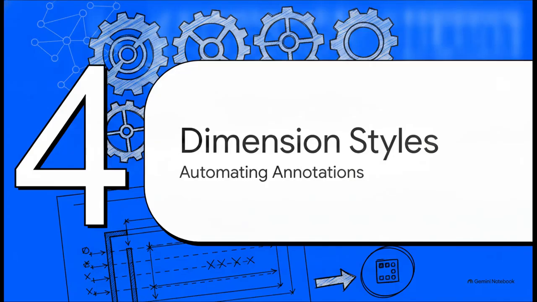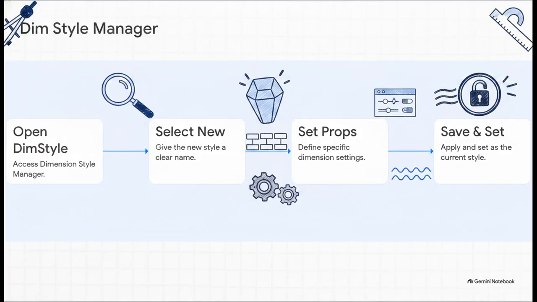Section 4. Managing Dimension Styles. Automating your annotations. The workflow here directly mirrors what we did with text styles. Just type dim style to open the manager, hit new, and assign a crystal clear name, something like standard dimensions or detail dimensions. You can even base this new style on an existing one to save yourself some time. Then you meticulously set your specific dimension properties across the various tabs. Once everything is perfectly dialed in, save it, apply it, and set it to current. Now, every new dimension you create is governed by those exact rules.